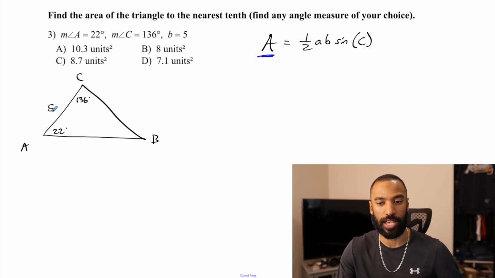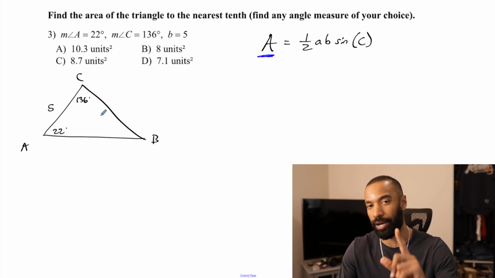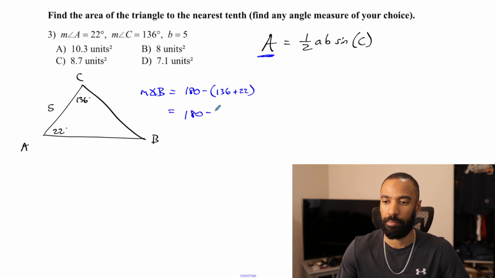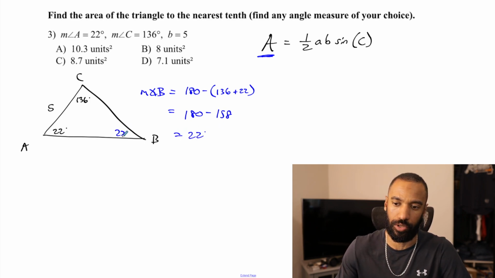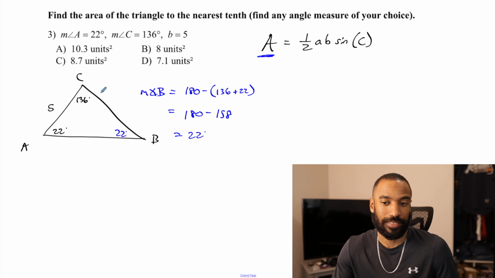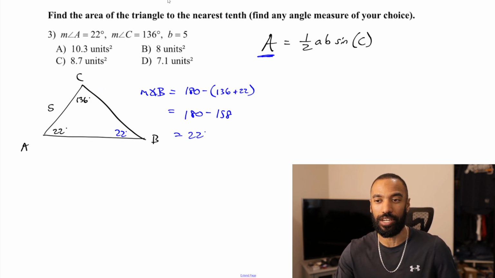I can't use law of sines because I don't know the angle opposite this side, but I can find it. The measure of angle B is 180 minus the sum of 136 and 22. So that's 180 minus 158, so that's 22. So 22 degrees there, and that's exact. Oh, it's isosceles. Take a look at that. So it's an isosceles triangle. Even better. It saves work, but I don't know if you need all the work involved.